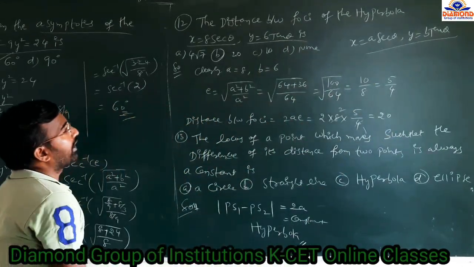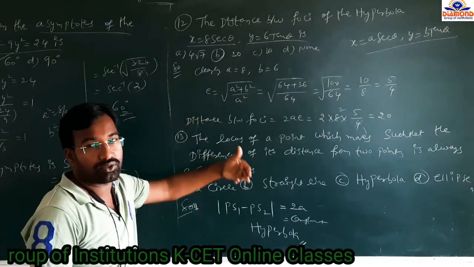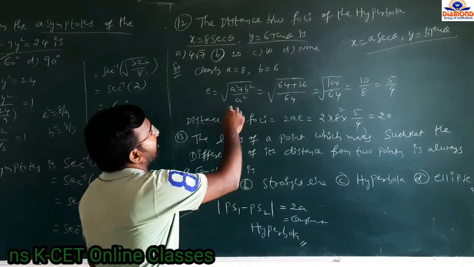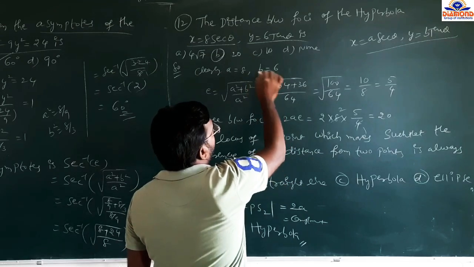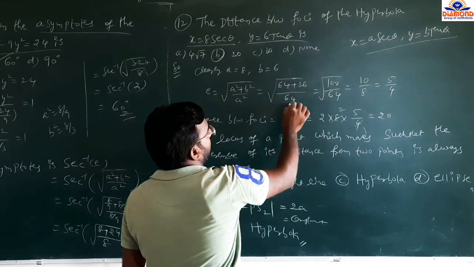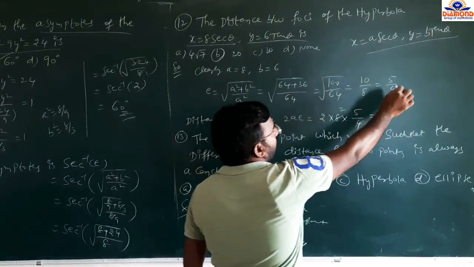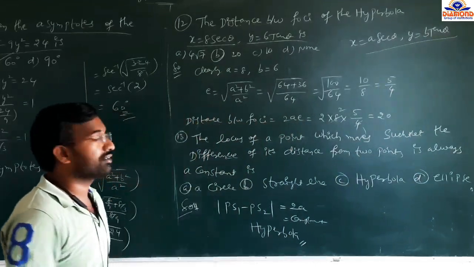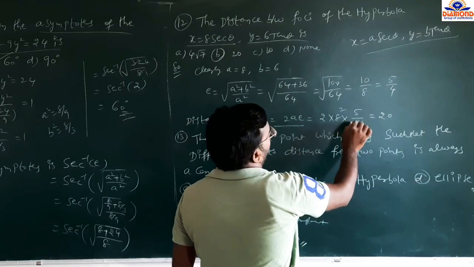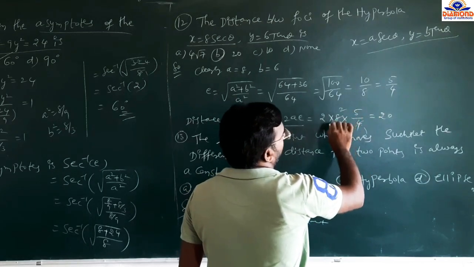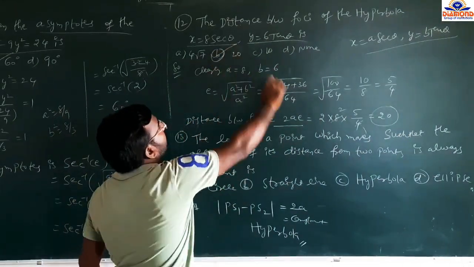So a equal to 8, b equal to 6. First find out eccentricity, because the distance between foci formula is 2ae. Eccentricity equal to under the root of a square plus b square by a square, that equal to under the root of 8 square 64, b square 6 square 36, by 64, equal to 100 by 64, nothing but 10 by 8 equal to 5 by 4. Next, distance between foci equal to 2ae. So that equal to 2 into a value 8 into e value 5 by 4. 4 ones 4, 4 twos 8, so 20. So answer is B clearly.